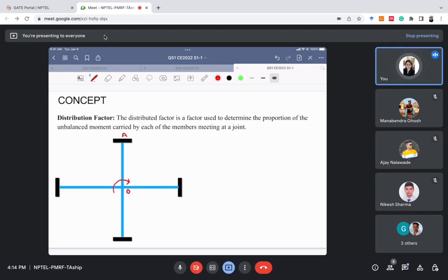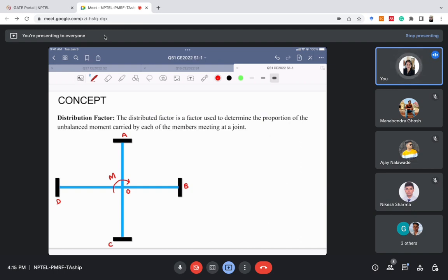It has a lot of connected members. We'll name them A, B, C, D. And if we apply a moment M at joint O, the moment M is applied to the entire joint, and different members are connected to this joint O.